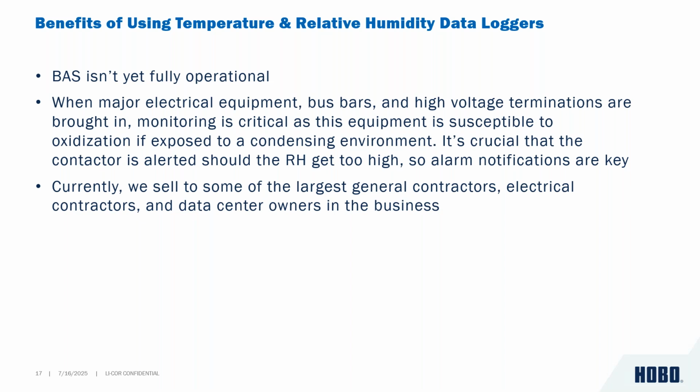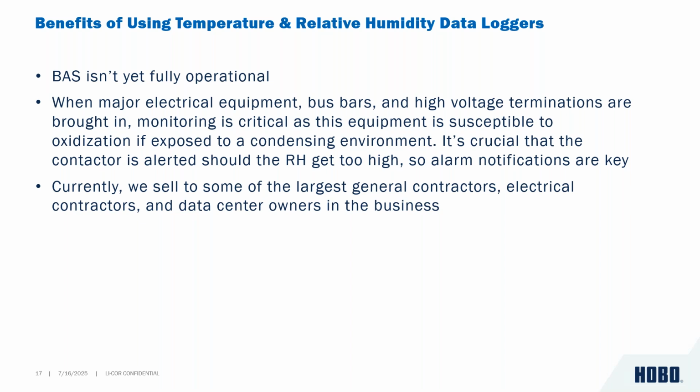So just to highlight some benefits of using data loggers for tracking temperature and relative humidity, and more so HOBO data loggers, a lot of times when these data centers just get up and running, your BAS, or building automation system, may not be fully operational yet. That's where our system, again, can really come into play, because you can make sure that everything is working as intended. And if something does go out of range, you can get those notifications for it.